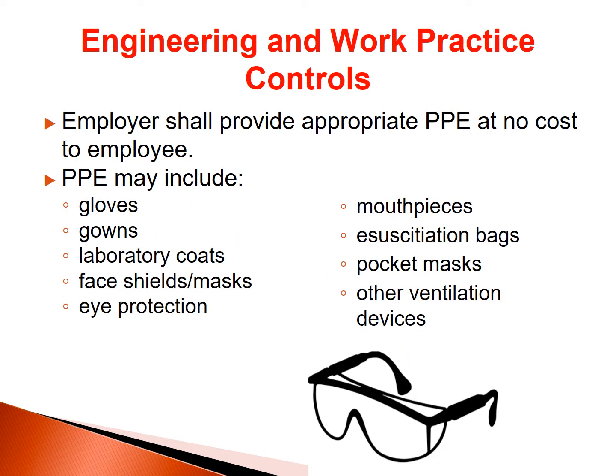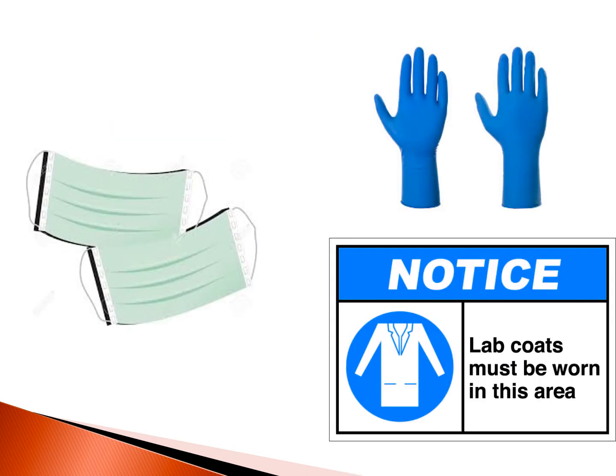One of the big things that OSHA looks at when it comes to work practice controls is PPE. OSHA has stated that employers are going to provide appropriate PPE at no cost to employees. That includes gloves, face shields and masks, eye protection or safety goggles, pocket masks, mouthpieces, and even lab coats or gowns. And those are just a couple of examples.